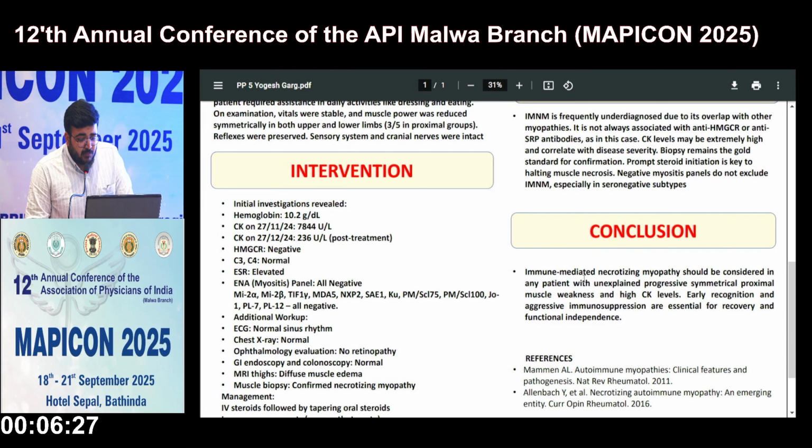So, conclusion: immune-mediated necrotizing myopathy should be considered in any patient with unexplained progressive symmetrical proximal muscle weakness and high creatine kinase levels. Early recognition and aggressive immunosuppression are essential for recovery and functional independence.